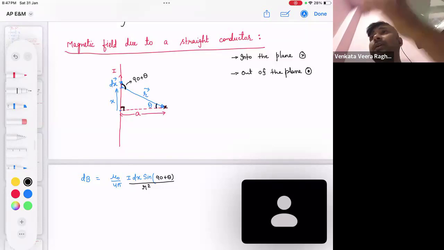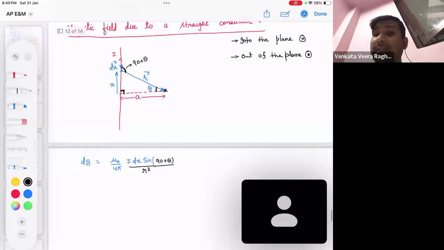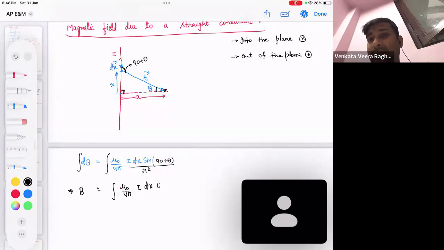It means we need to add all those magnetic fields, isn't it? If all the small elements are creating the magnetic field in the same direction, then we should just add them. To add them means we should integrate them. So the net magnetic field at this point will be the integration of mu naught by 4 pi I dx, and sine of 90 plus theta is cos theta, by r square.